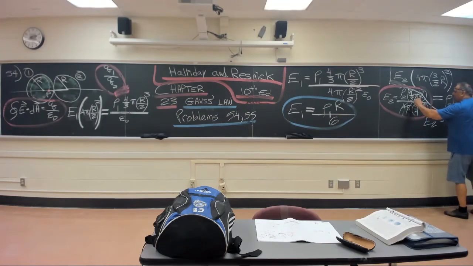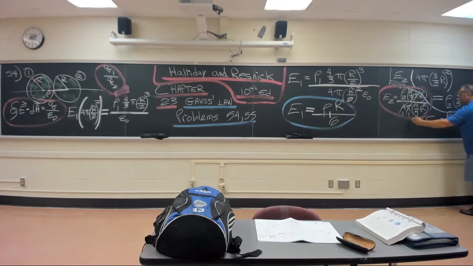This right here flips and it's 4/9, and the 3 is on the bottom. The 4 comes on top, the 9 stays on the bottom, and the 3 goes on the bottom. 3 times 9 is 27.